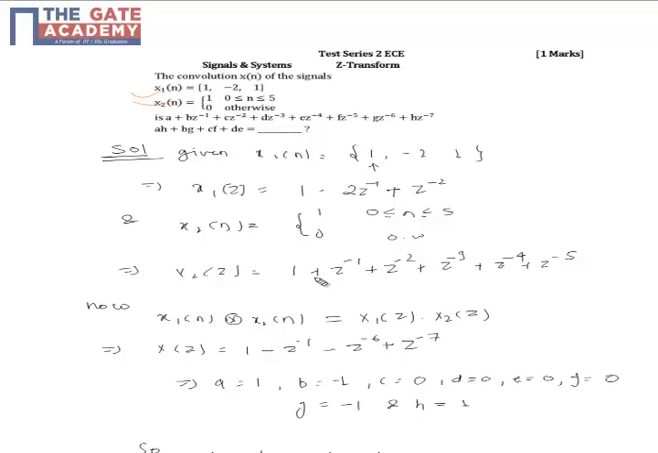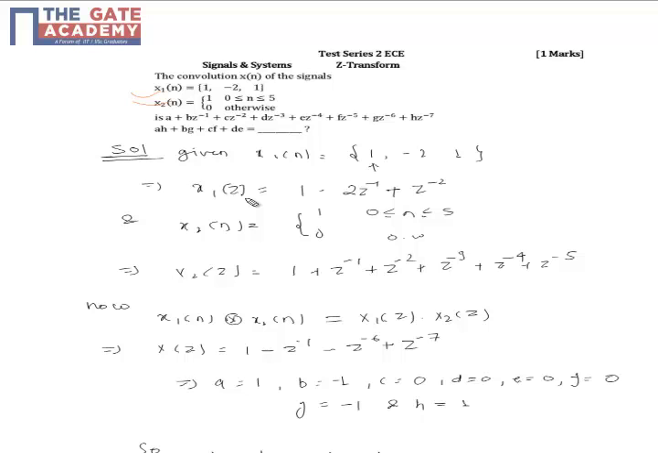Now to proceed, first we will convert our x1[n] and x2[n] into Z transform. As we know, convolution in the n domain is equal to multiplication in the Z domain, and multiplication is much easier as compared to the convolution. So first we convert our x1[n] and x2[n] into Z transform.